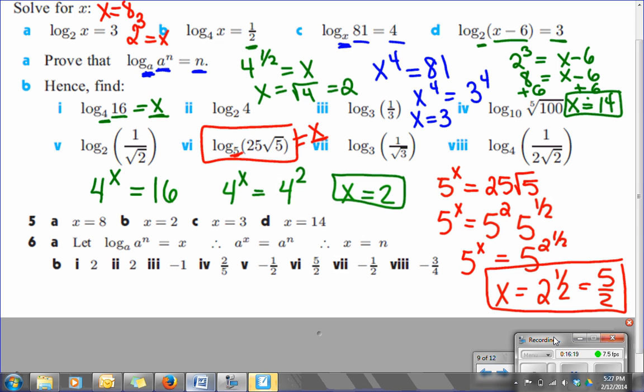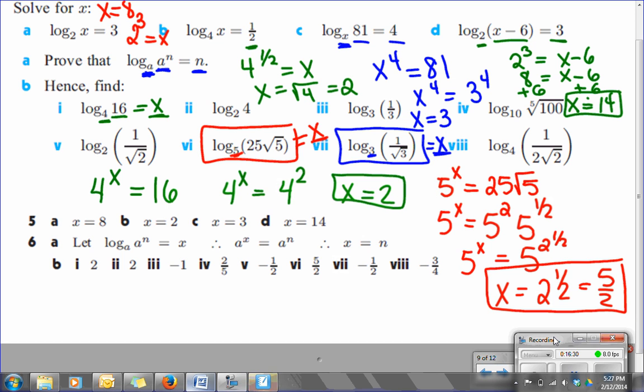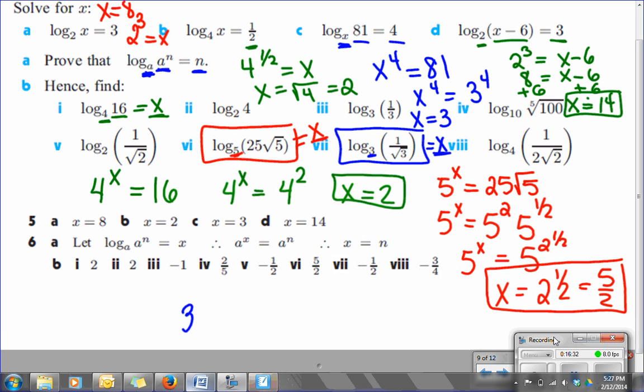Let's do a couple more like those. Number 7 here, let's make that equal to x. So we'll have our base of 3 to the power of x equals 1 over the square root of 3. 3 to the x equals 1 over the square root of 3. So 1 over the square root of 3, we need to rewrite with a base of 3.